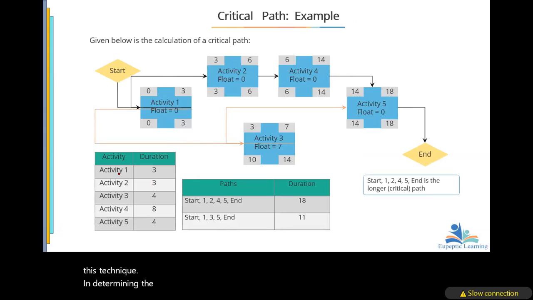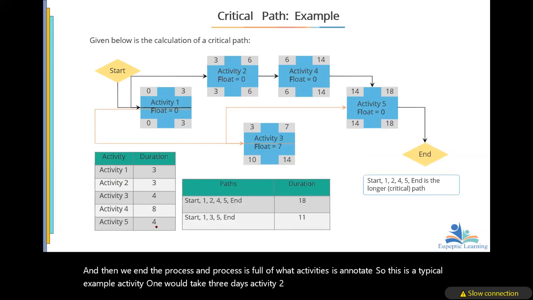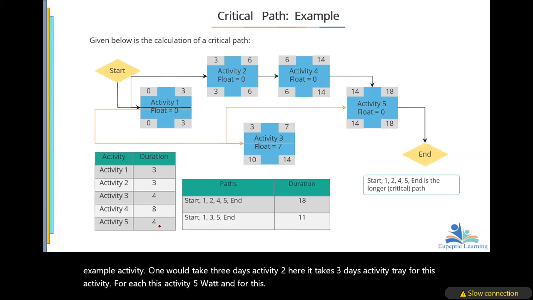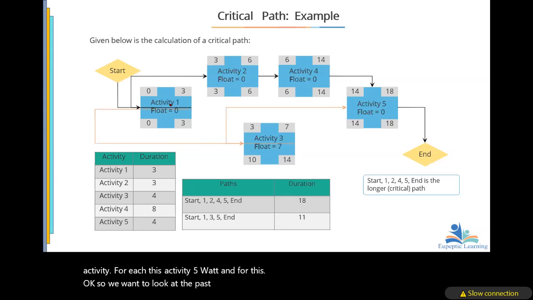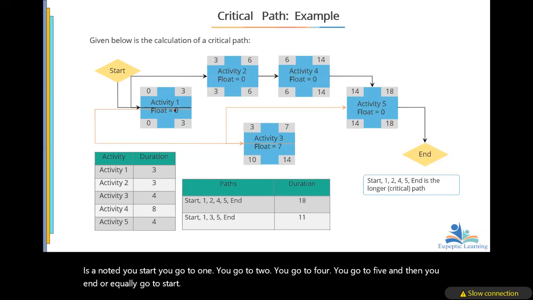So this is the typical example. Activity 1 will take 3 days. Activity 2 takes 3 days. Activity 3, 4 days. Activity 4, 8 days. Activity 5, 4 days. So we want to look at the path here. You start, you go to 1, you go to 2, you go to 4, you go to 5, and then you end. Or equally, you start and go to 1.